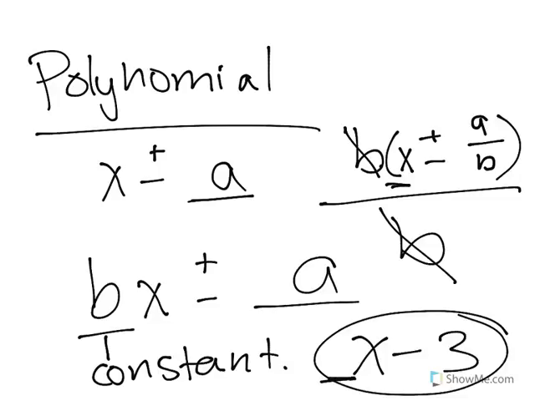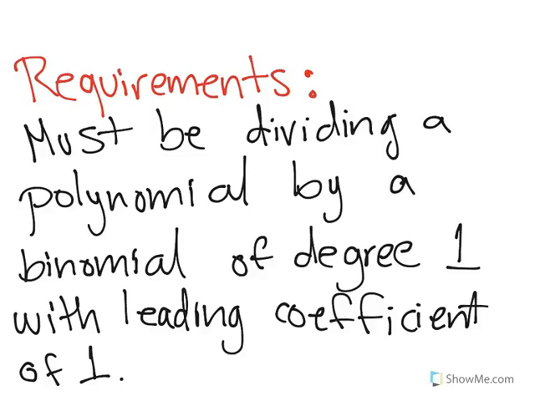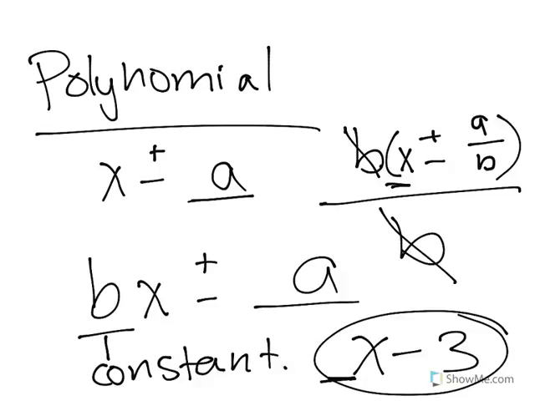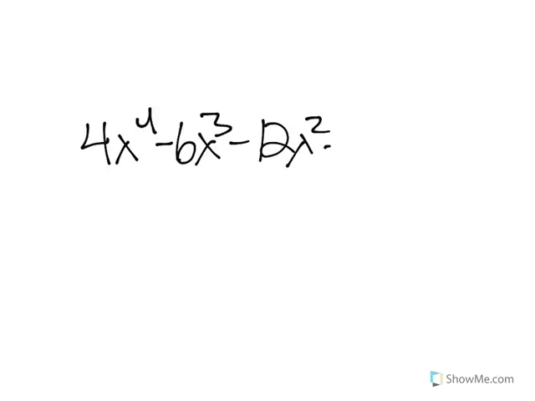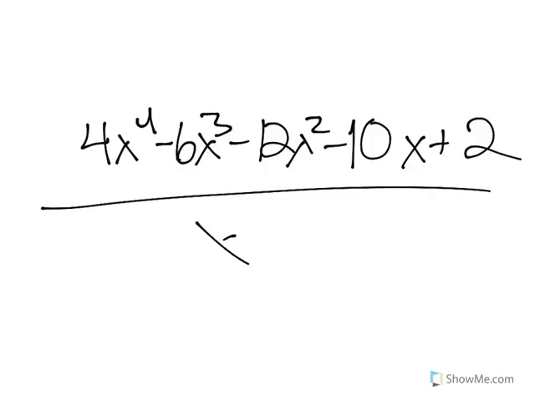Having a leading coefficient of 1, this is a binomial with a degree of 1, so it fulfills all our requirements. So we will learn how to divide 4x to the fourth minus 6x cubed minus 12x squared minus 10x plus 2, and we will divide this by x minus 3.